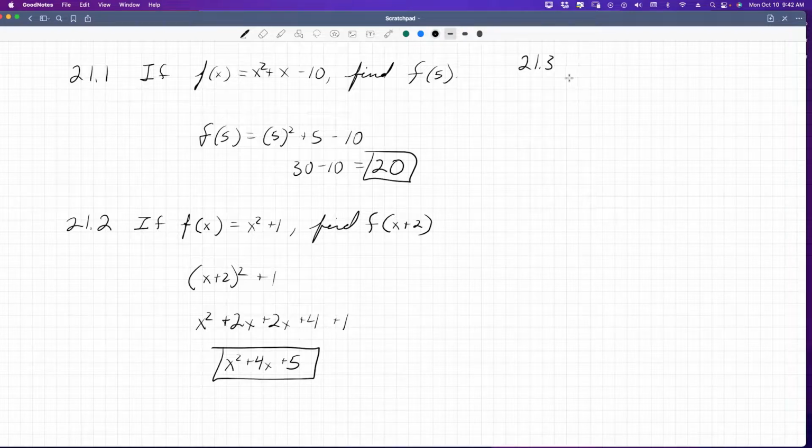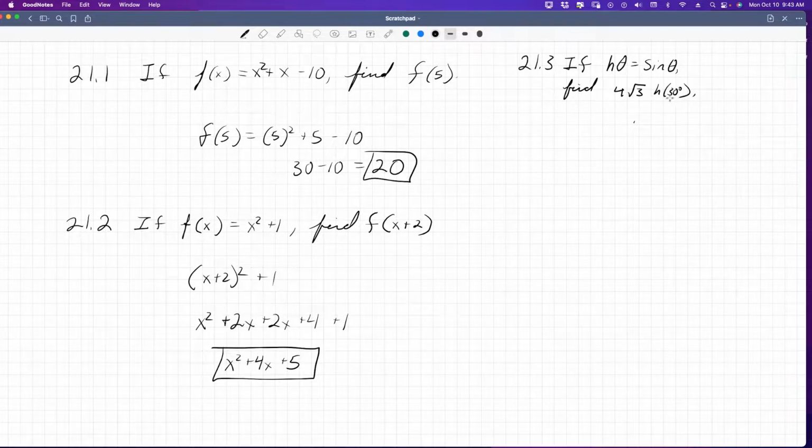Let's do 21.3. Here we have some degree problems and some geometry mixed in with our functions. So if h of theta is equal to the sine of theta, find 4 times the square root of 3 times h of theta when it's 30 degrees.